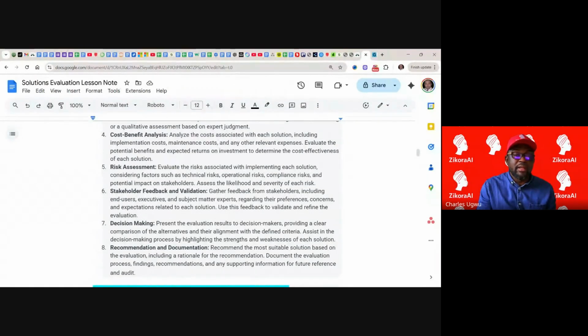Recommendation and documentation. Recommend the most suitable solution based on the evaluation, including the rationale for the recommendation. Document the evaluation process, findings, recommendation, and any supporting information for future reference. It's extremely important that all the processes and all the people involved during this decision making are documented, so that whoever is going to look at the report will see the history of how we started using Dynamics 365 ERP Business Central, or how we started using SAP S/4HANA, or how we started using Sage 500, or this and that.